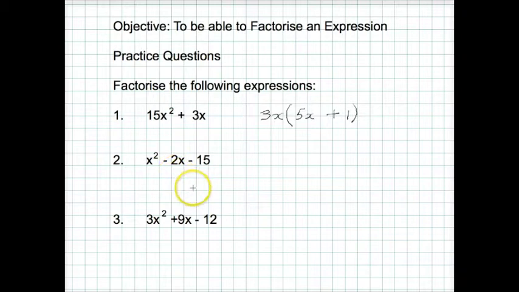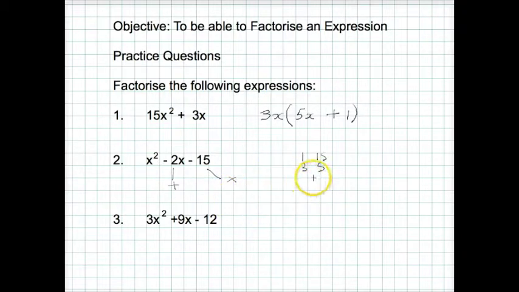Second question, this is a quadratic here. It's got x squared minus 2x minus 15. That's a basic format for a quadratic equation. So what we're doing, we're looking for 2 numbers that multiply to give negative 15 and add to give negative 2. Don't worry about the negative at the moment, let's think about the 15. We could have 1 and 15, or we could have 3 and 5.